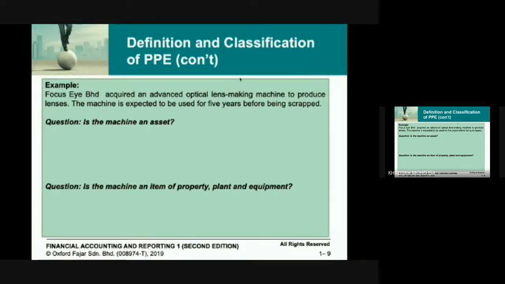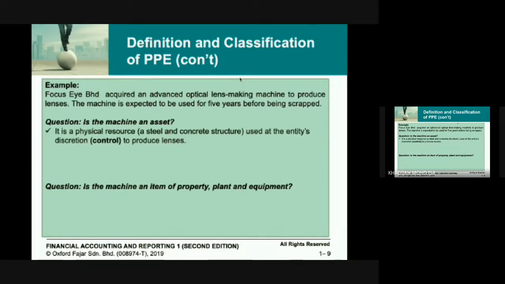So whether you want to see whether it is an asset or not, you have to go back to the principle just now: whether you have control over that, what the past events are, and whether that item generates future benefit. So you look at, for example, in this case, you have an advanced optical lens making machine. You have to decide whether the machine is an asset to Focus Eye Berhad. So how do you decide whether it's an asset?